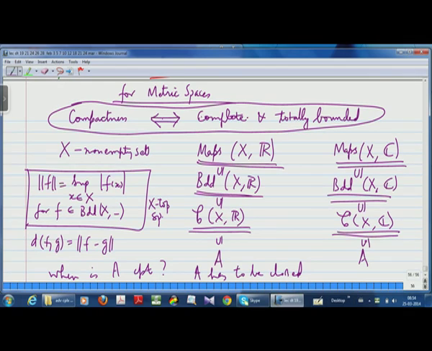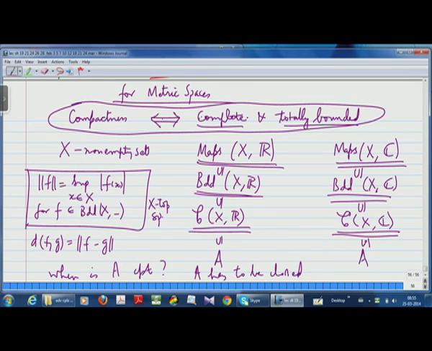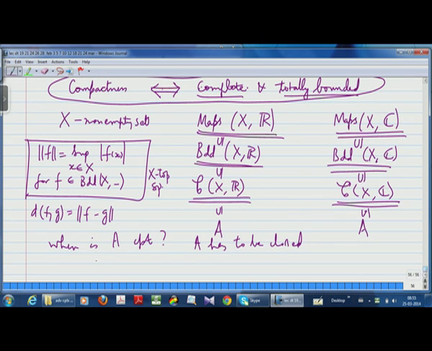You cannot avoid that. And what does this thing that I have written on top tell you? To check that it is compact, of course, it has to be closed. I have to check that it is complete and totally bounded. And the point is, completeness is automatic, because A is already a closed subspace of a complete metric space. So the only thing I have to check is total boundedness. So let me write it here: A is compact if and only if A is totally bounded.